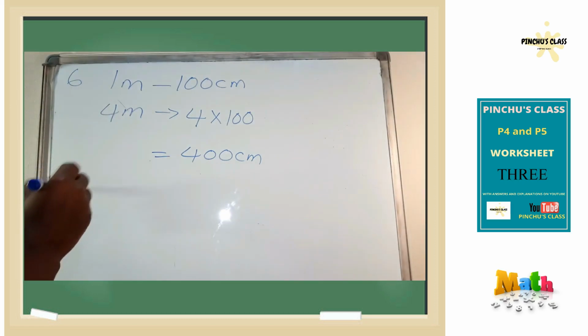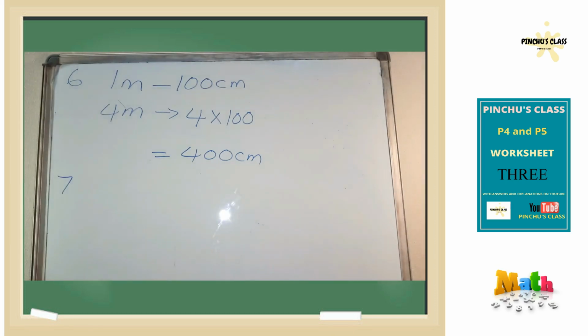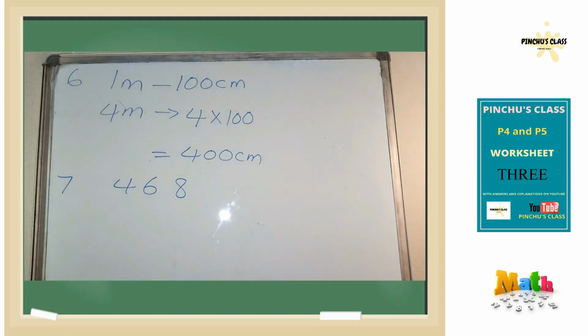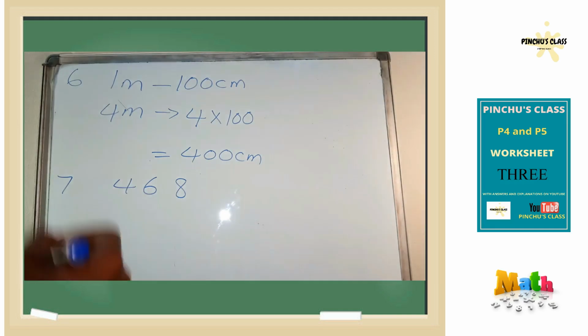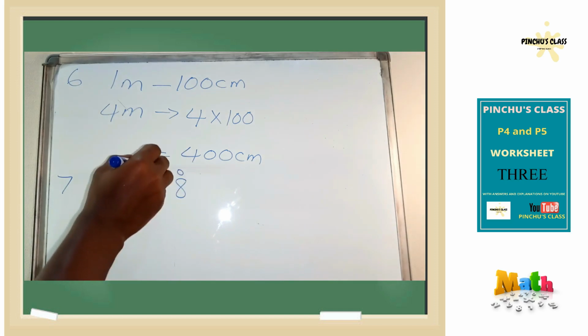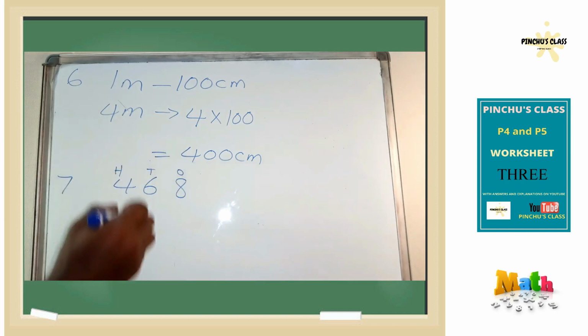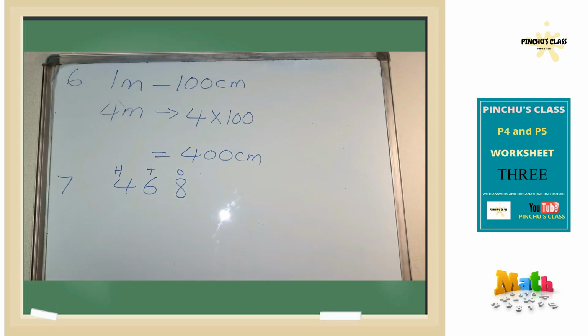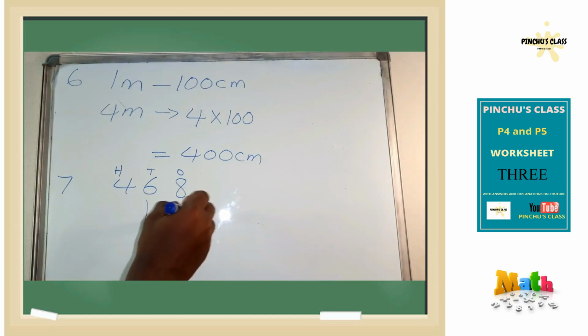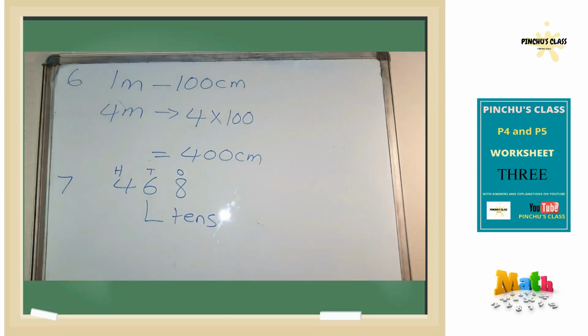Then we go to number 7. They have told us, what is the place value of 6 in the figure 4, 6, and then 8. So remember, always start with knowing the place values of all. So the ones, tens, and then hundreds. Remember, they have told us the place value of 6. So 6 is here. The place value of 6 is tens. So that's going to be the answer.